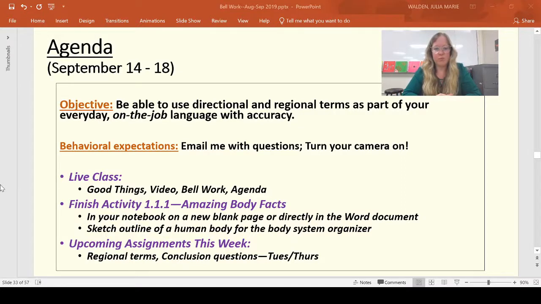Please note that the terms ventral and dorsal are also used interchangeably with anterior and posterior when referring to both human and animal body parts. However, the terms anterior and posterior are mainly used for locating human body parts.